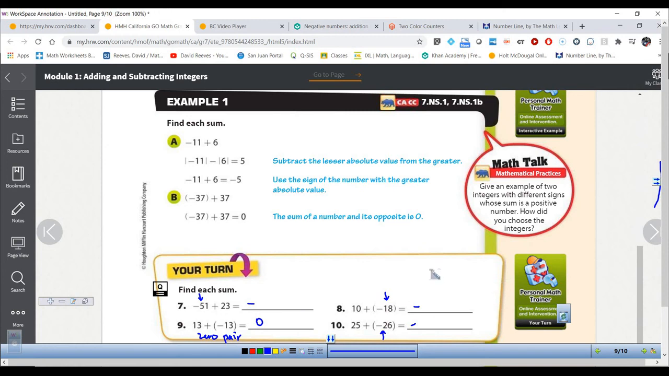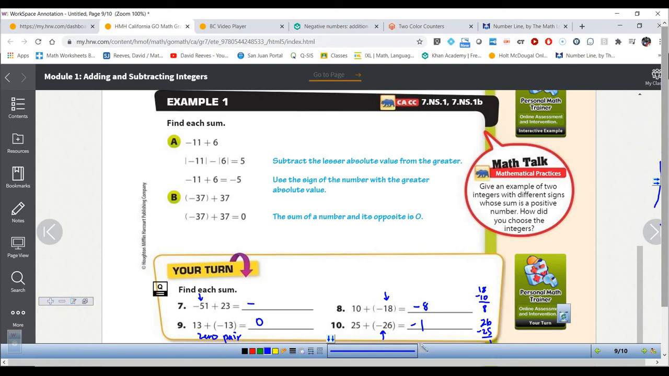So the first question is, what do I have more of? We already answered that. The second question is, how many more do I have? And that's where I'm going to subtract, all right? Now, I just subtract the absolute value, so I'm going to go 18 minus 10. And when I do 18 minus 10, I get 8. So the answer to this one is negative 8. On this one, I'm simply going to do 26 minus 25. And the answer to that is 1. So my answer is negative 1.